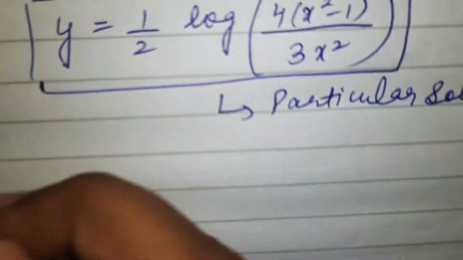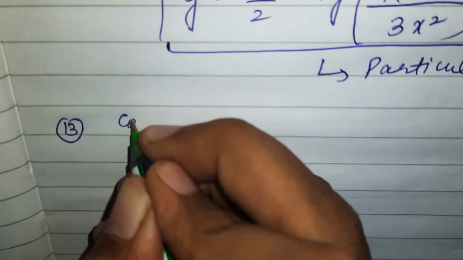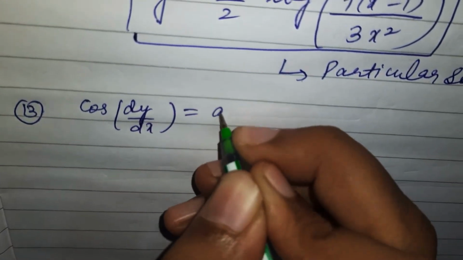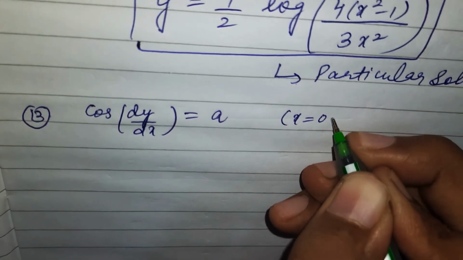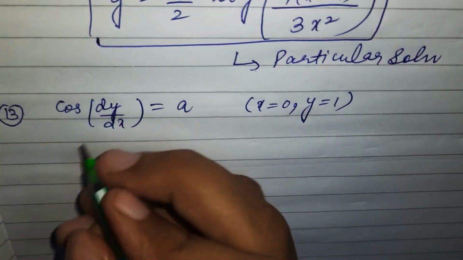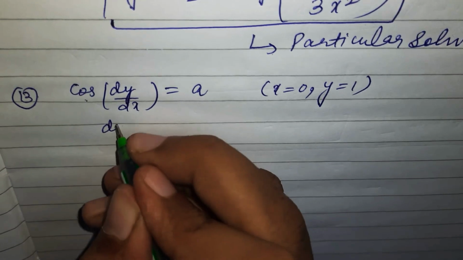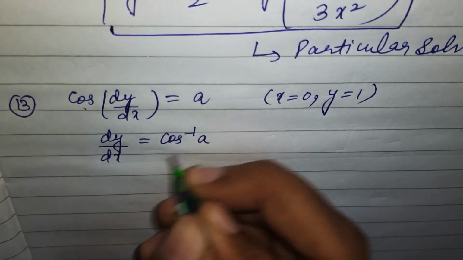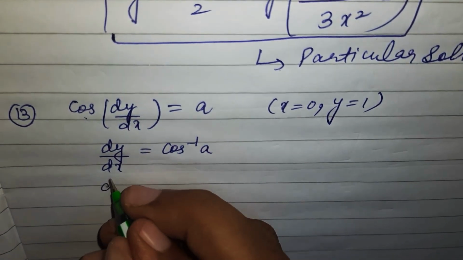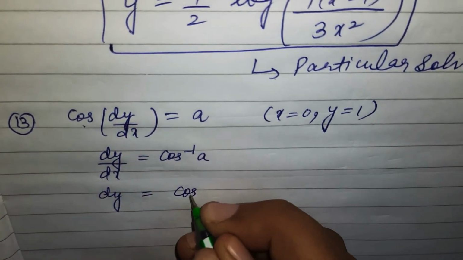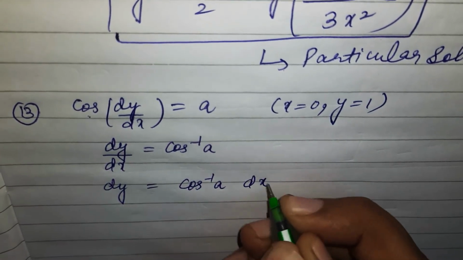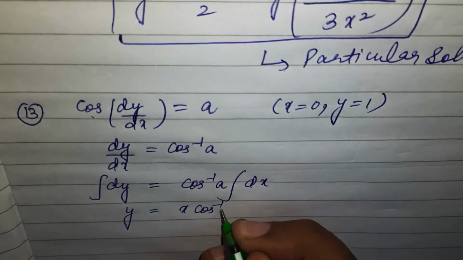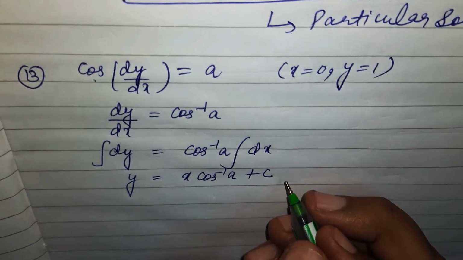Okay, come to question number 13. In question number 13, they have cos of dy by dx equals a, where x is 0, y is 1. Now if I take cos there, dy by dx is cos inverse a. So this is your constant term, so I can take it anywhere. So dy equals cos inverse a dx, where cos inverse a is a constant term. If I integrate both sides, the answer is y equals x cos inverse a plus c. So this is your general solution.